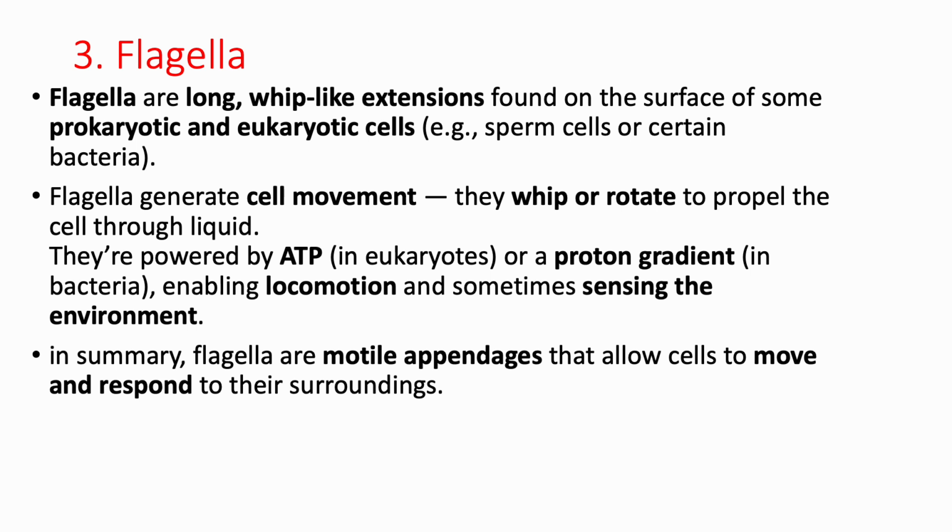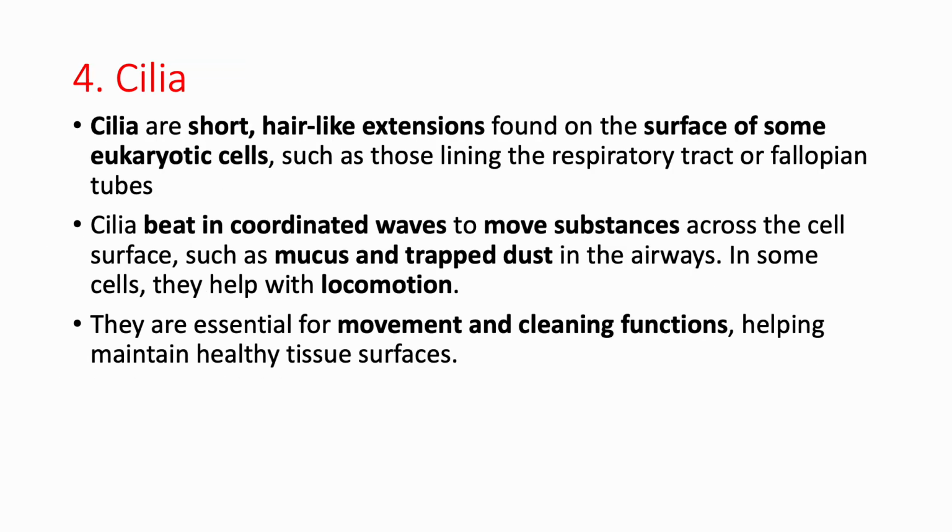We have another organelle, which is the cilia. Cilia are short, hair-like extensions found on the surface of some eukaryotic cells. Mostly in the respiratory tract, we have them that waft out pathogens and other things. We have them in the fallopian tube to waft the egg. These coordinated beating waves help in moving substances across the cells, such as mucus and even the egg.